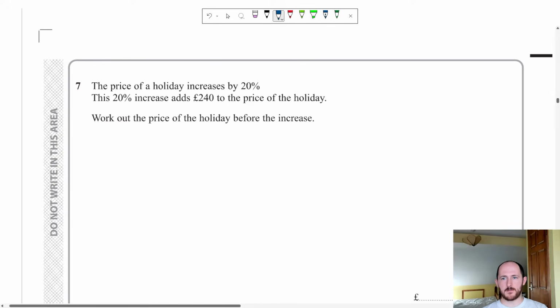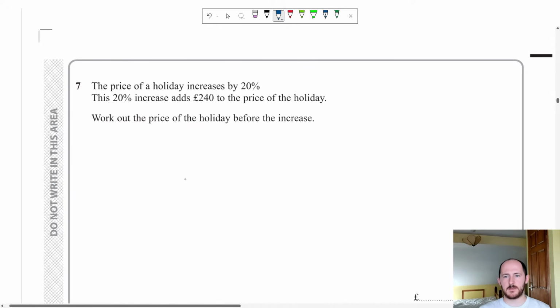But the thing we have to keep in mind is whenever we do percentages, again, even some of the clever students that are getting grades 7, 8 and 9s, they rush into it. Read it very carefully. There are 2 things that you can do here, but here's my recommendation. It says the 20% increase adds £240 to the holiday.